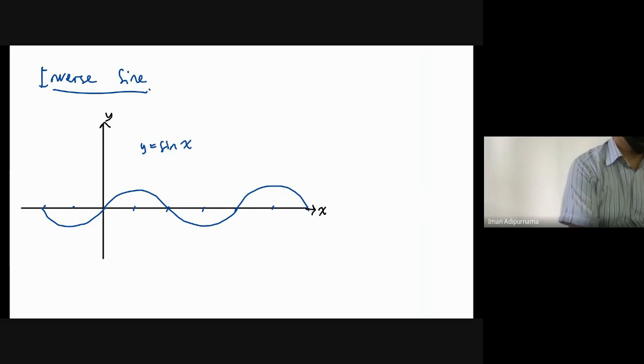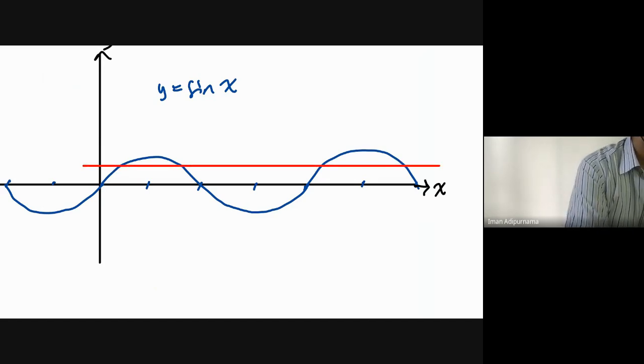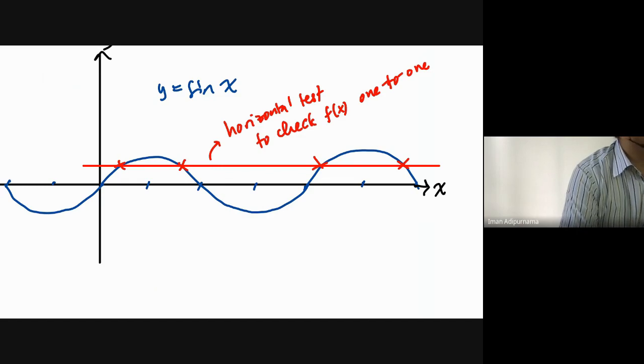Remember, if we take the horizontal line test, the line will cross the function more than once, right? This horizontal test is to check one-to-one functions. If there is more than one crossing, it means it's not a one-to-one function.